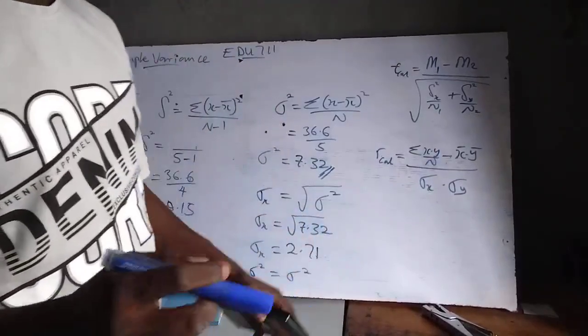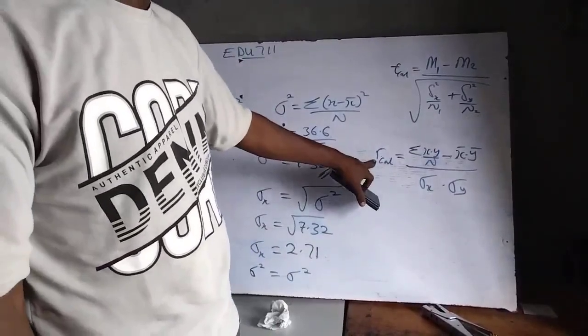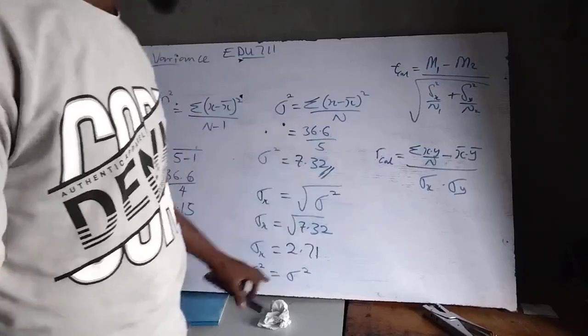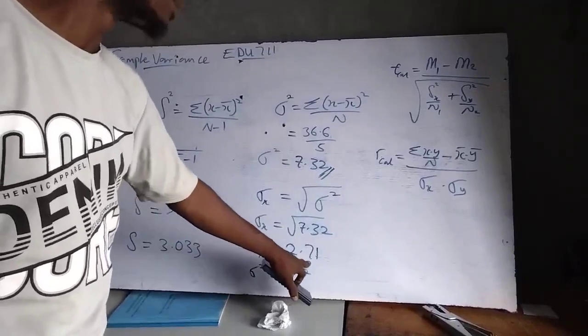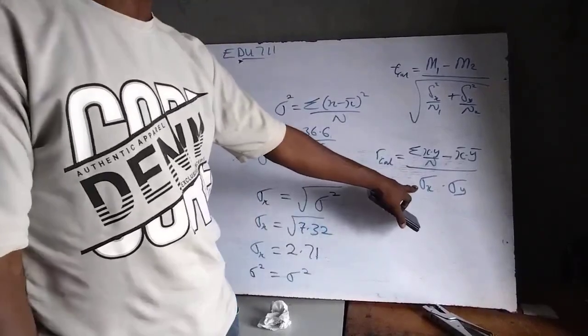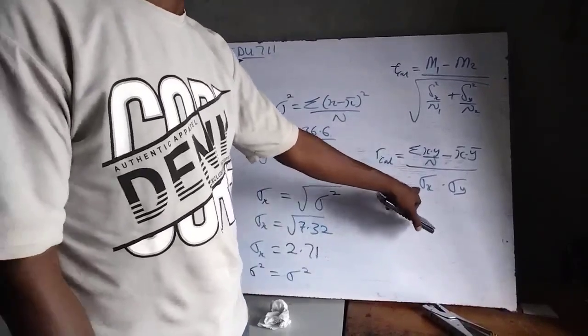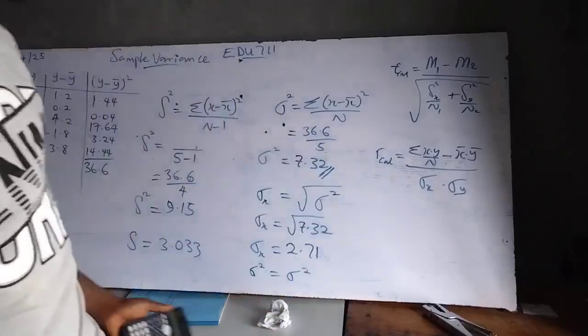But if you are dealing with correlation, the moment you get your sigma s as 2.71, you just put it here directly. You don't need to square it, you don't need to do anything about it, just put it here directly.